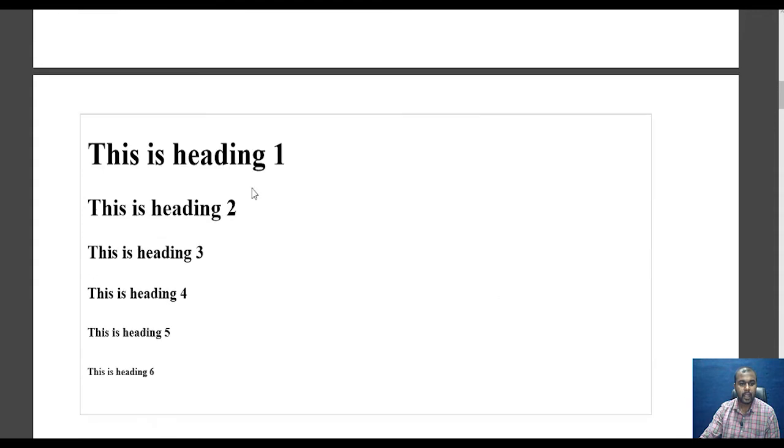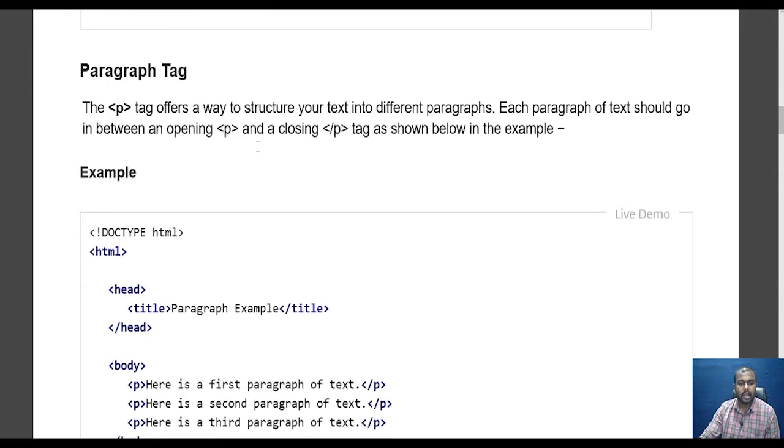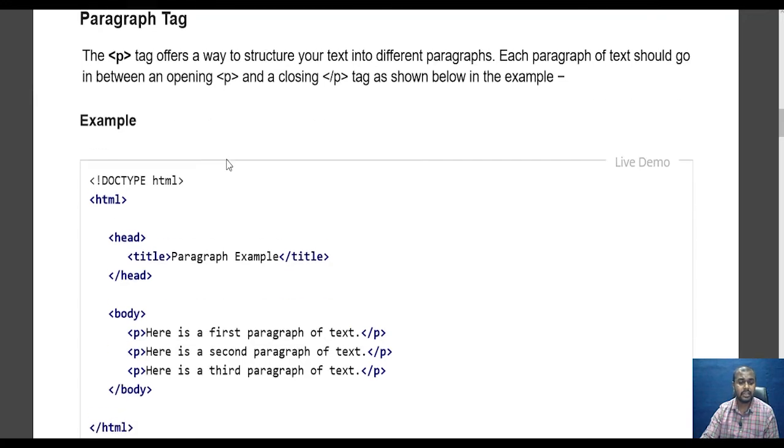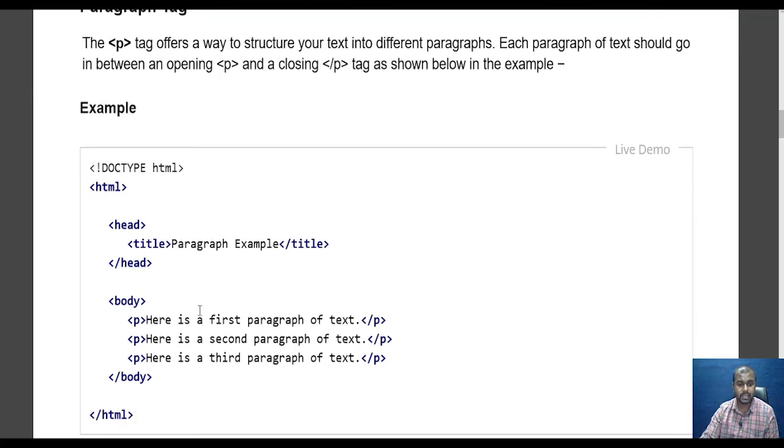Okay, so this is the output what you get. Okay, fine. Now the next is your paragraph tag. When you consider the paragraph tag, you will be using the p tag, and inside the p tag you will be mentioning some contents. You can give some paragraphs inside the p tag. Okay, so we'll just see how the p tag will work.